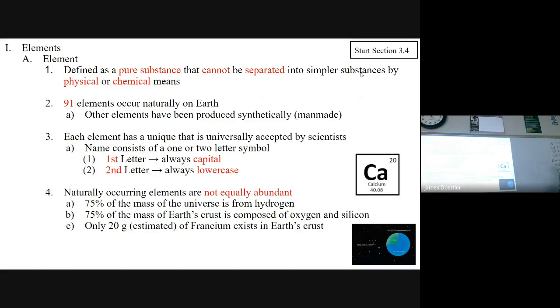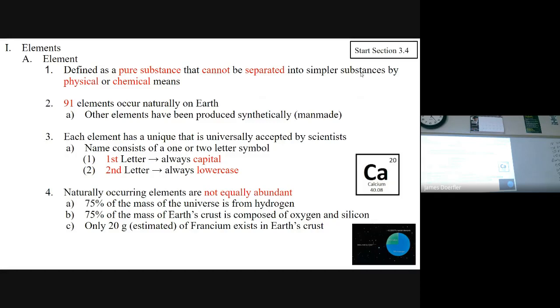Now, throughout the universe, at least the known universe, naturally occurring elements are not spread out equally, and are not equally abundant. 75% of the overall mass in the universe that we know of is made up of hydrogen, the smallest, lightest element that we know. 75% of the mass of Earth's crust is composed of oxygen and silicon. Think about that. 3/4 of the entire Earth's crust made up of 2 elements.